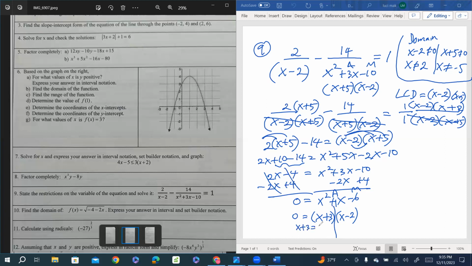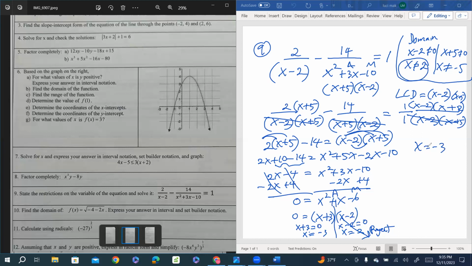x plus 3 equals 0 or x minus 2 equals 0. Subtracting 3 on both sides, x should be equal to negative 3. Adding 2 to both sides, x should be equal to 2. Now remember, 2 must be excluded. So this one must be rejected. So the only answer is x equals negative 3.